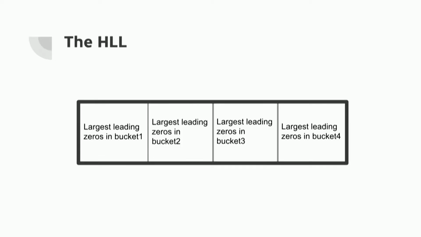So you end up with a sketch or a data structure. This is the sketch. Your data structure looks something like this. You just have these buckets, and each bucket contains the largest number of leading zeros you've seen in that bucket. And this is pretty neat. You can build this in a streaming fashion or a batch fashion, however you want.